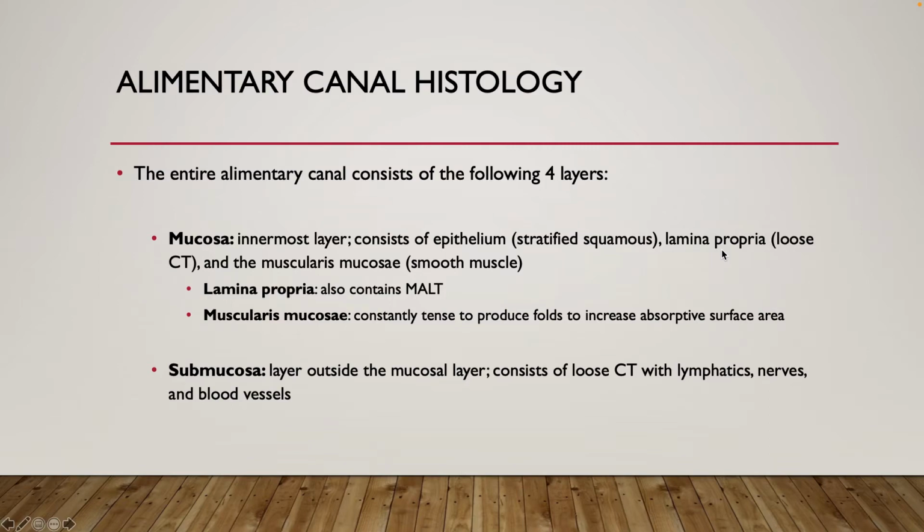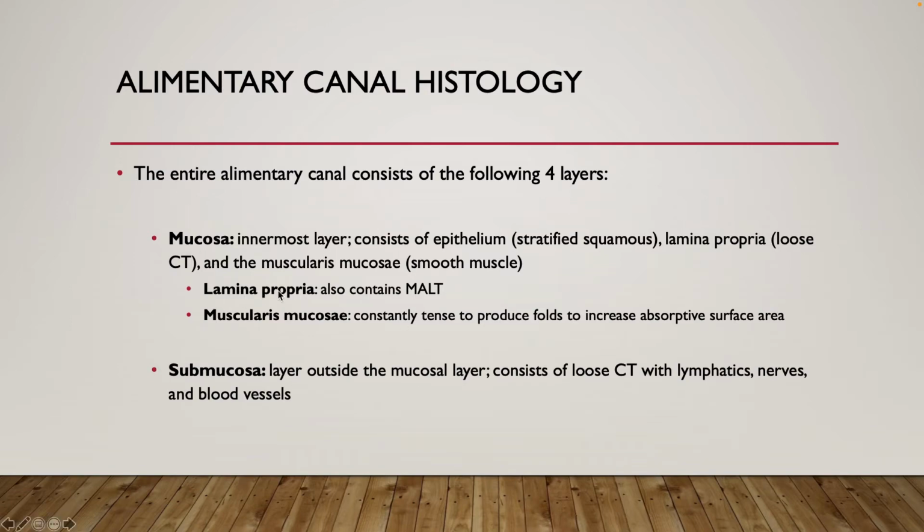Within the lamina propria, we also have some immune cells that are present here. And then we have the muscularis mucosae. And so this is a smooth muscle, and it's in this relatively constant state of contraction, which causes these wrinkles. If you're talking about it in the stomach, it causes these little wrinkles in the stomach called gastric rugae, and that can help to increase overall surface area for absorption.